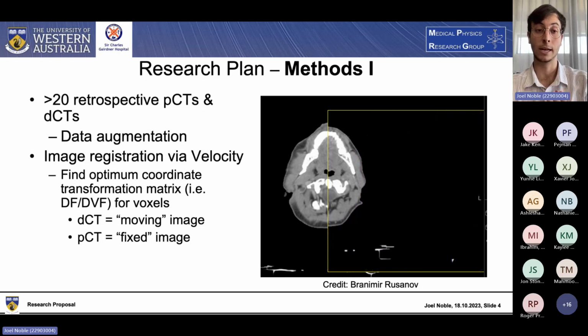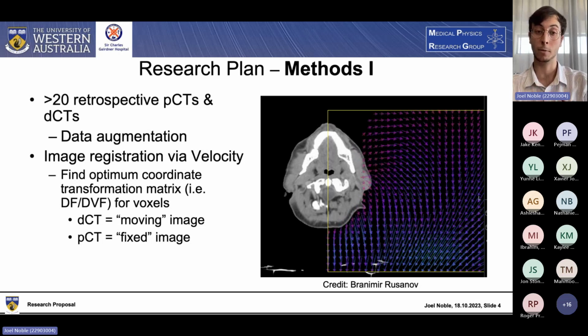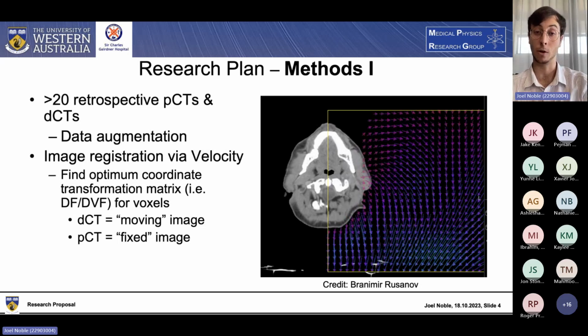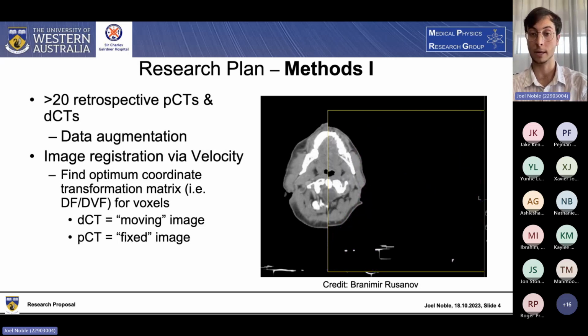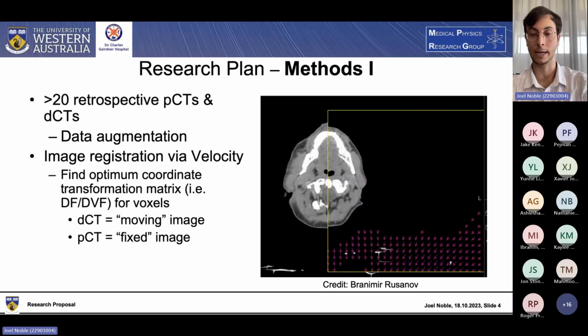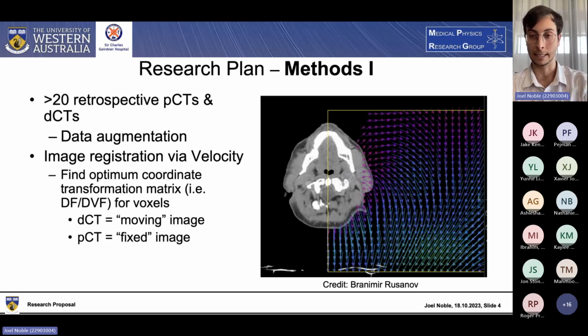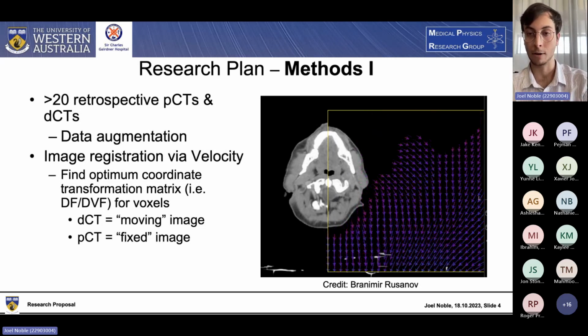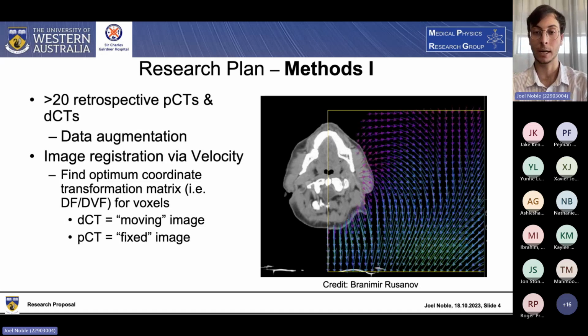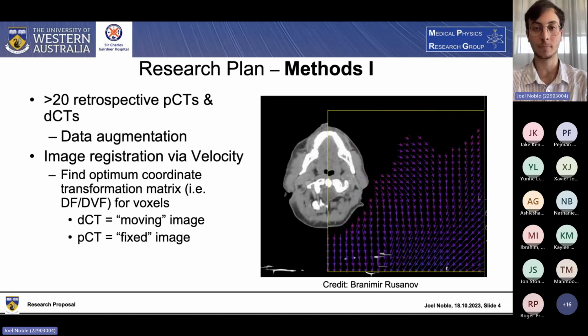Now, image registration is essentially about finding the optimum coordinate transformation matrix, that is the deformation field or deformation vector field, for each voxel to transform the moving image, which is the diagnostic CT, into the fixed image, which is the planning CT. So that's what this GIF here that Bryony kindly lent me is demonstrating. You can see the arrows are representing how the voxels are moving from one image to the other.